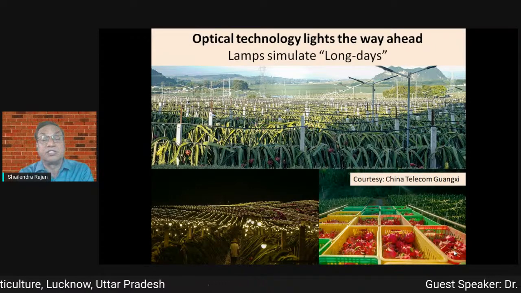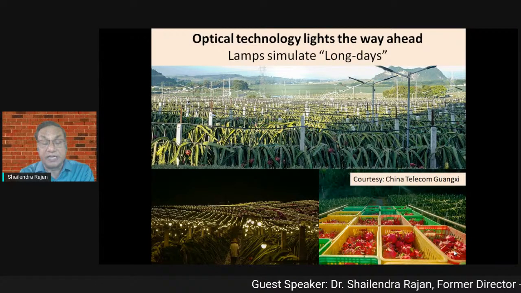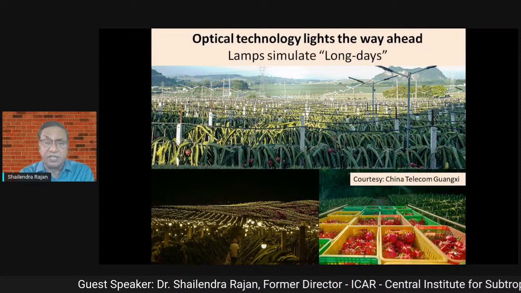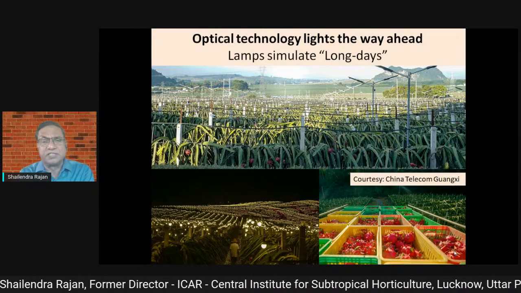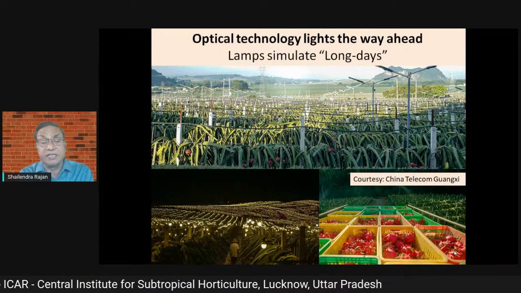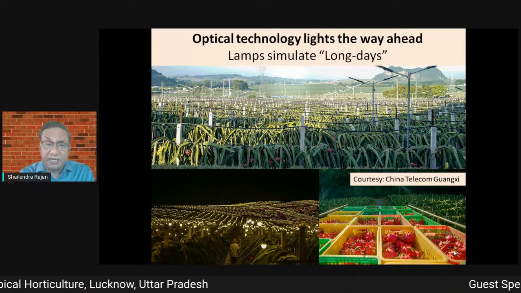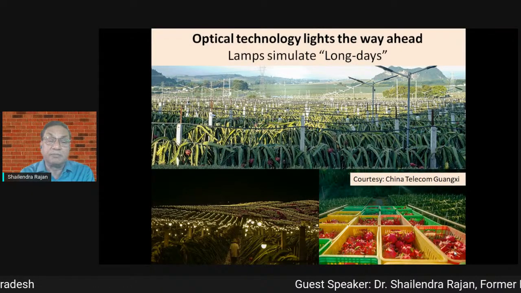In China, about 600 acres were planted with dragon fruit, but they were not getting a good price out of it because the fruiting season was too short. Afterwards, they simulated long days using lamps during the night, and this simulation could induce flowering. And when the temperatures are not too low, the flowering can produce the fruits.